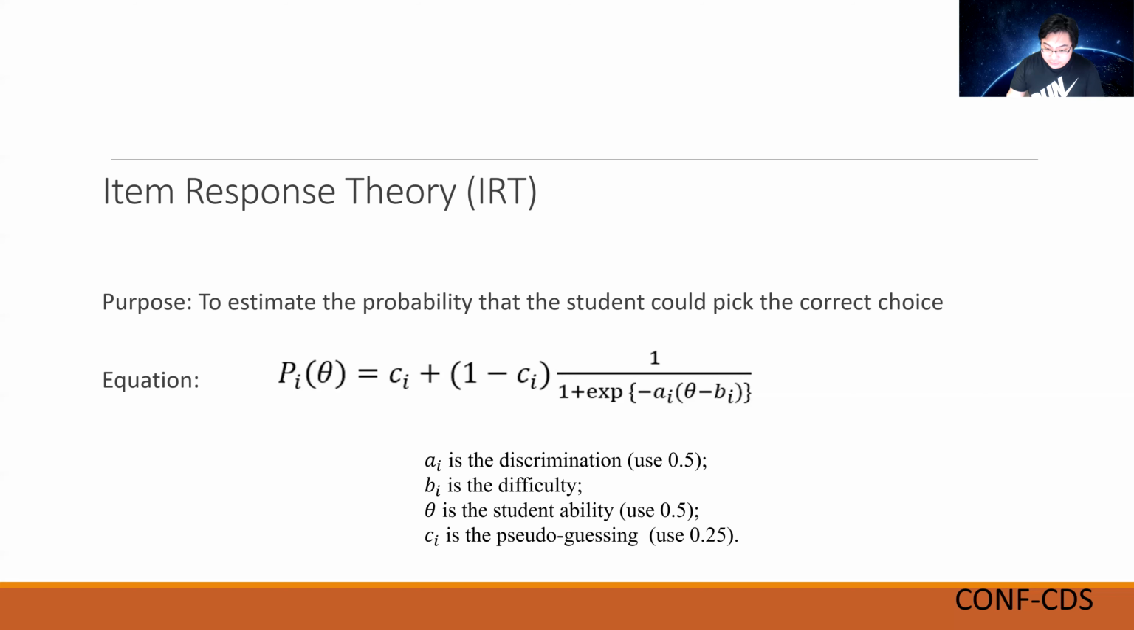To simplify our research, we use 0.5 for the discrimination and student ability. Since there are 4 choices, the procedural guessing should be 0.25.